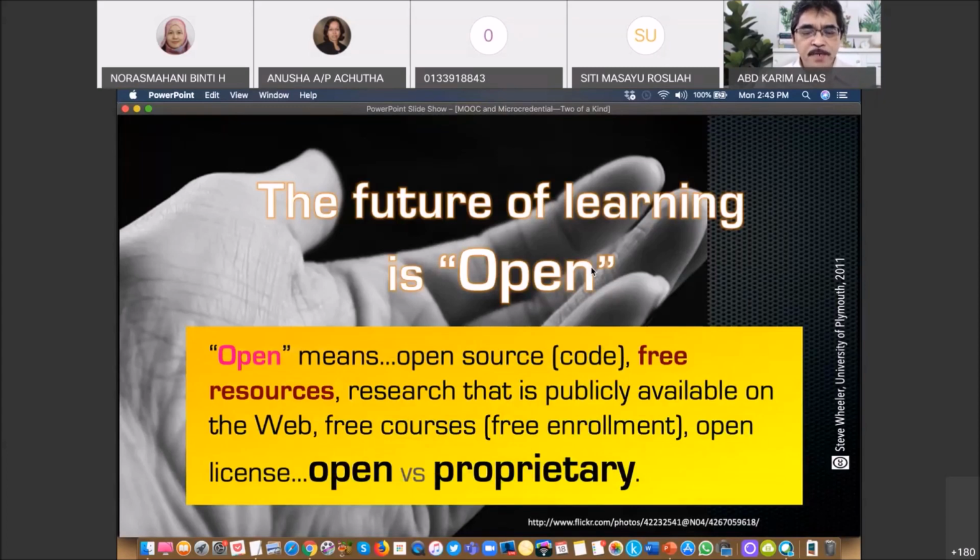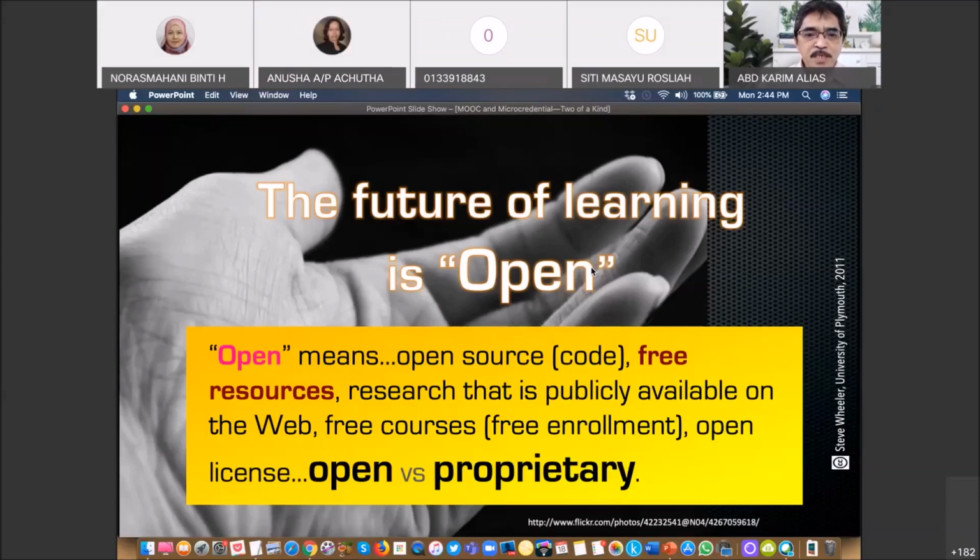What does it mean by open? Open means many things here. Those of us from the computer science area know very well about open source, the open source code. Our e-learning platform is Moodle, which is based on open source. Without this open source, we would probably have to pay 200, 300,000 a year or more to use Moodle as our e-learning platform. But through this open source sharing of the code, we are now able to use our e-learning platform almost free of charge.